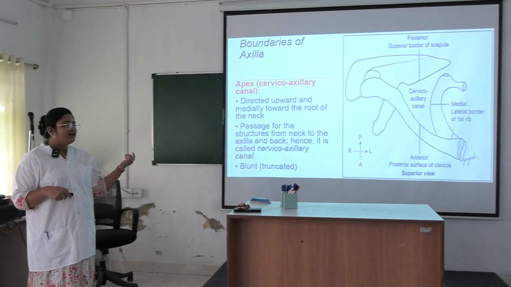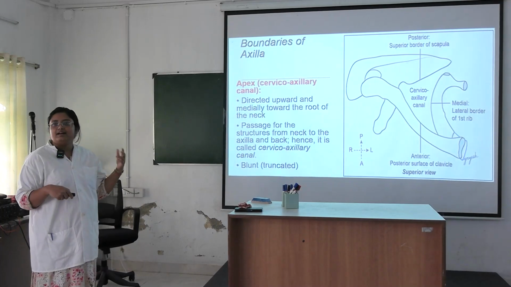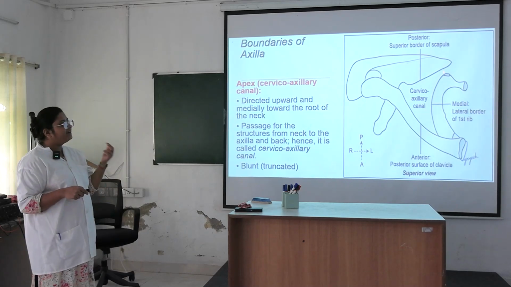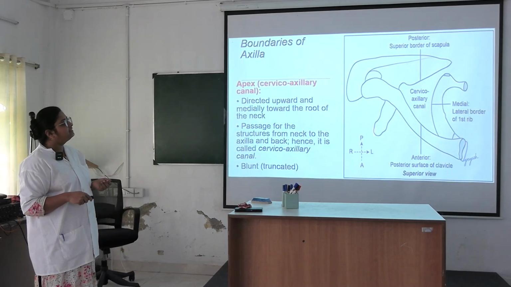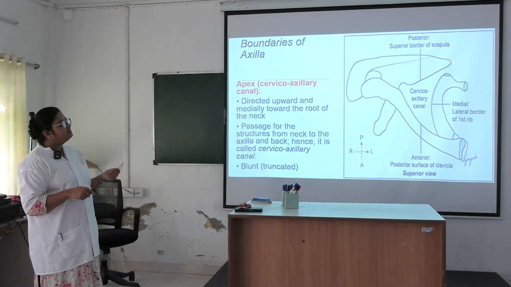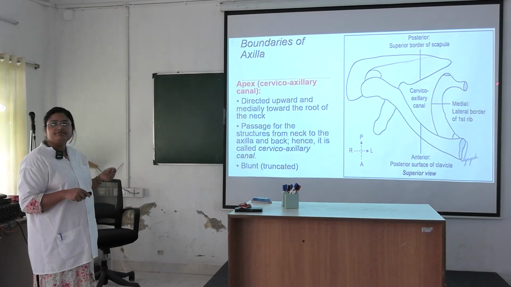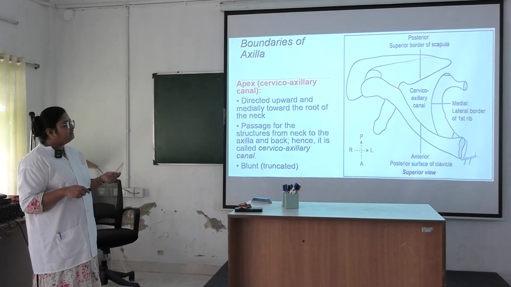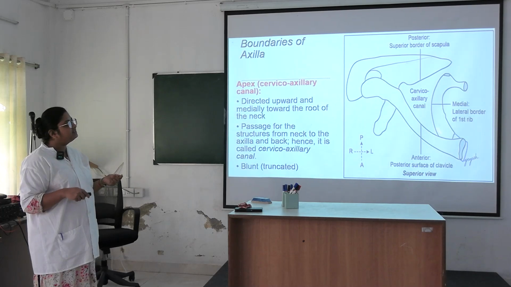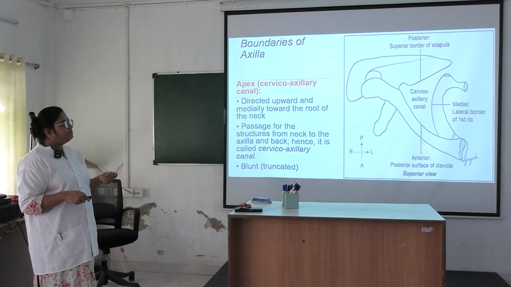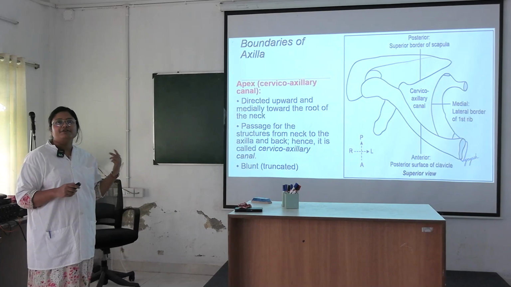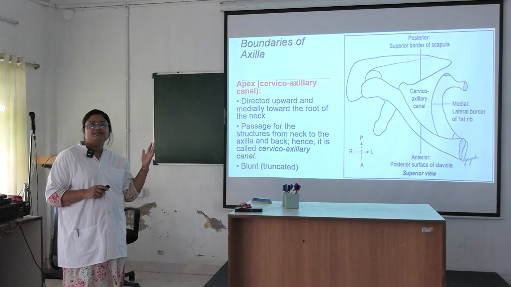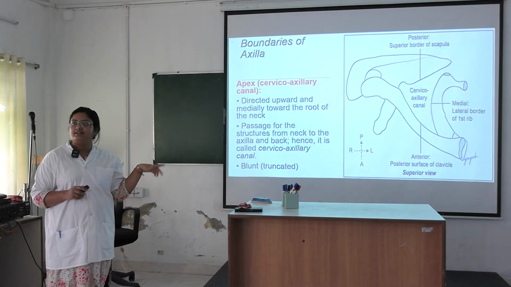Cervico means neck, axillary means it is coming to the axilla. Okay, from neck to axilla, the neurovascular bundle is entering through the apex of the axilla. See the boundaries, it is bounded medially by the outer border of the first rib, posteriorly by the superior border of the scapula and anteriorly by the posterior surface of the clavicle. This is sometimes asked in your OSPE question: what is cervicoaxillary canal, and its boundaries. It is important.